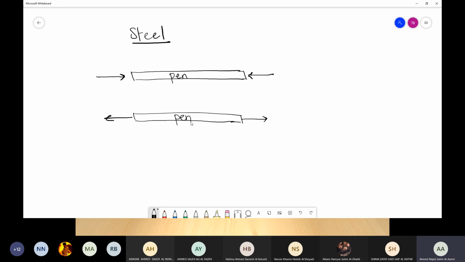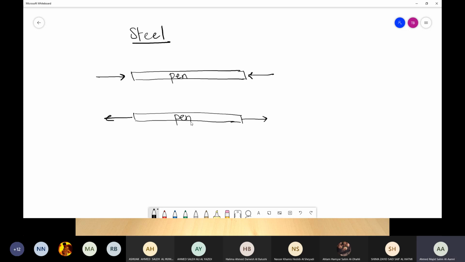Do you have the pen in front of you? Can you try it and see whether it will break? Once again, to understand structural concepts, try using whatever is in front of you. If you have a pen, try it and see what will happen. Okay, so once again, can you try? Do you have a pen in front of you?